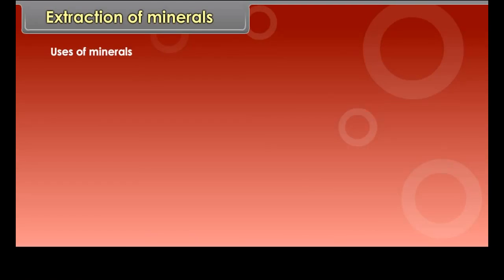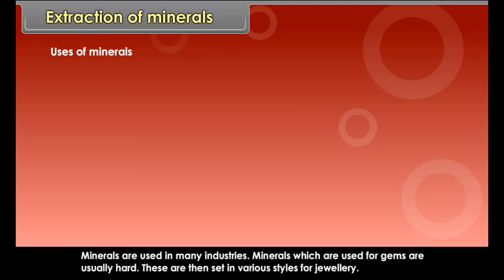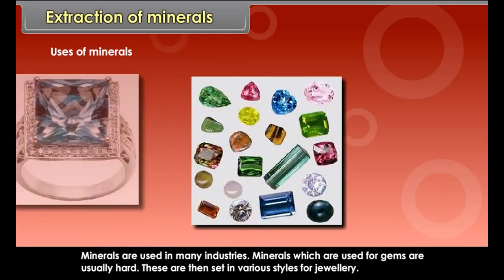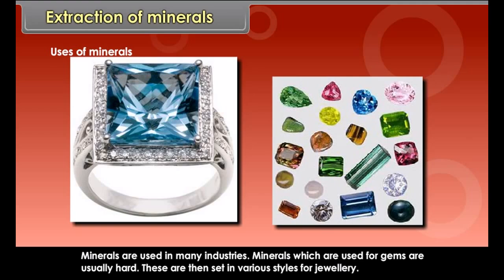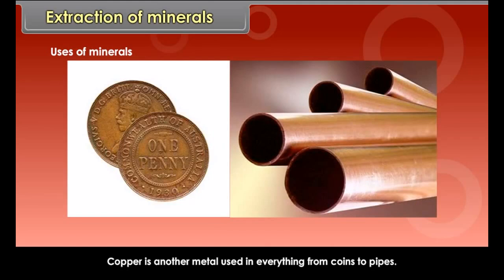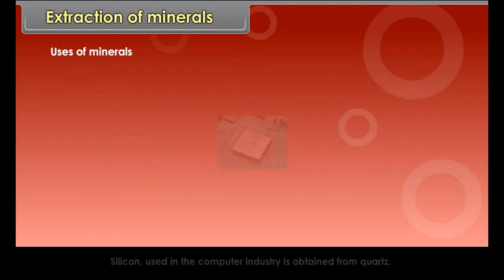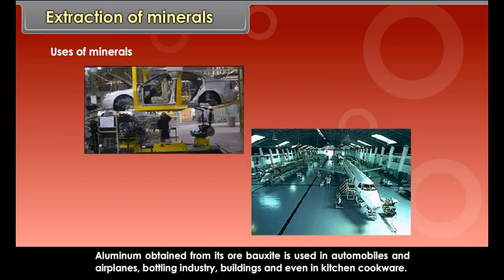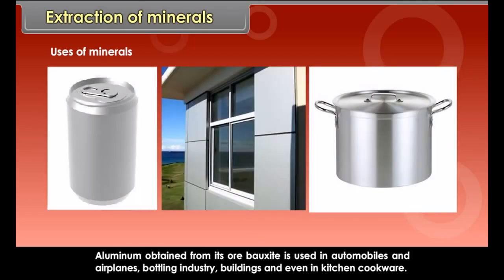Uses of minerals. Minerals are used in many industries. Minerals which are used for gems are usually hard. These are then set in various styles for jewelry. Copper is another metal used in everything from coins to pipes. Silicon, used in the computer industry, is obtained from quartz. Aluminium obtained from its ore bauxite is used in automobiles and airplanes, bottling industry, buildings and even in kitchen cookware.